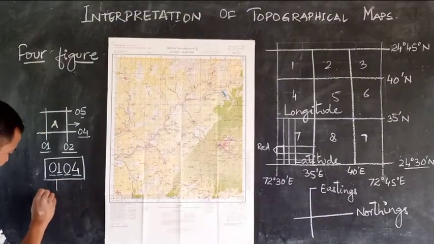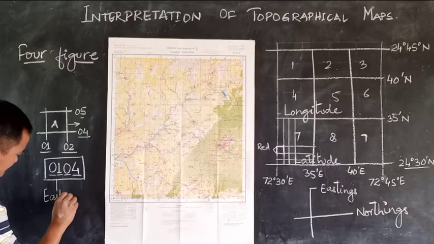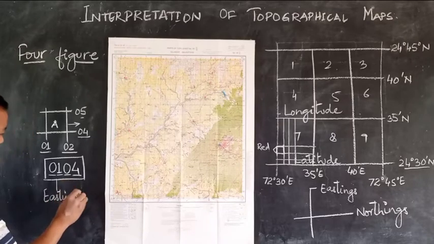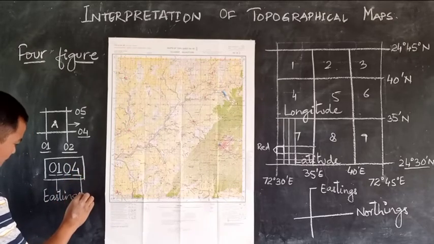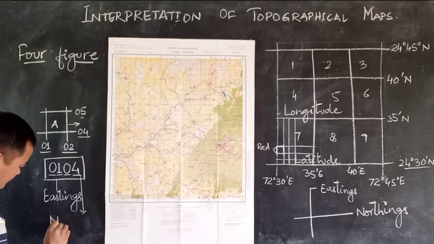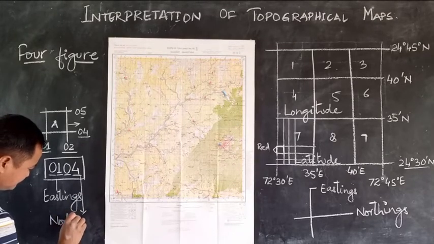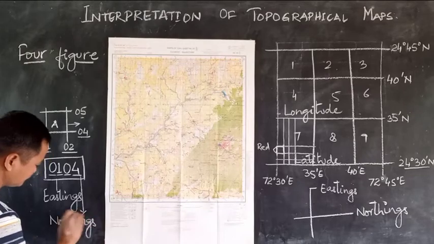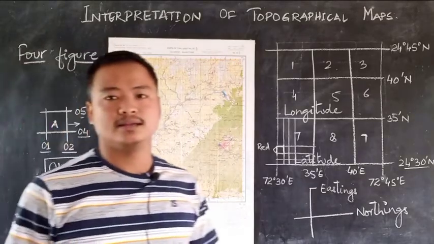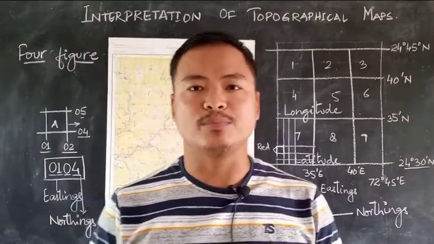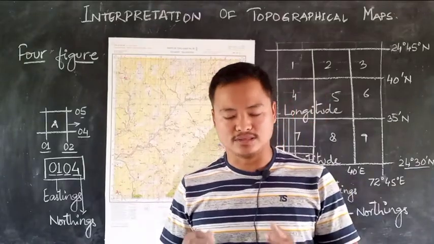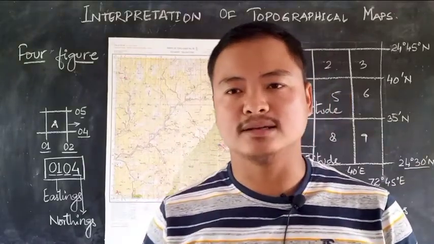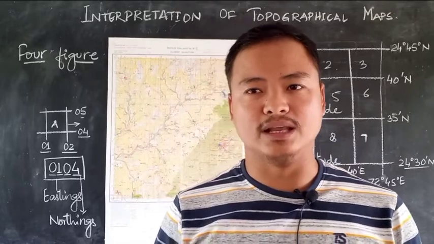01 is eastings and 04 is northings. This is how we locate a place in specific with the help of 4-figure grid reference.